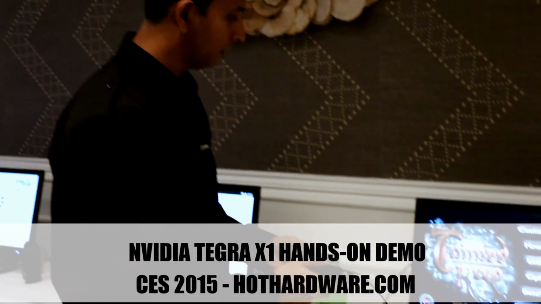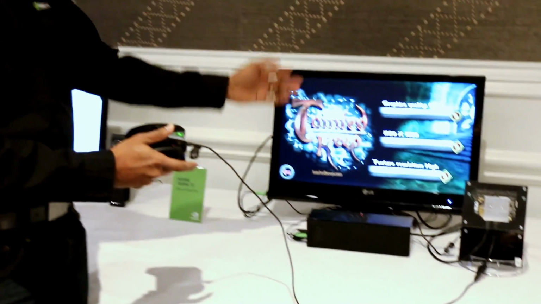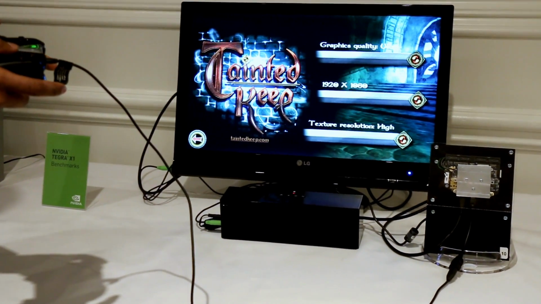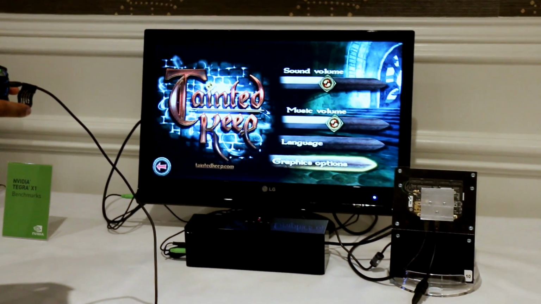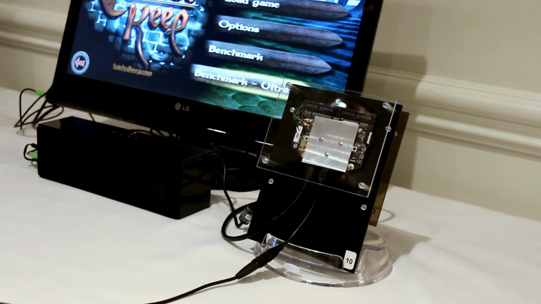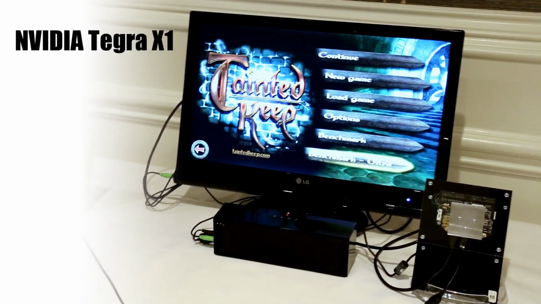Benchmarking mode, and they have graphics option settings, just like on a PC game. You can go in here, up the quality, the resolution, the texture resolution, all that, and max out everything here for Tegra X1. They also created an ultra mode because Tegra K1 delivered so much performance, and they wanted to further improve the graphics quality of this game.